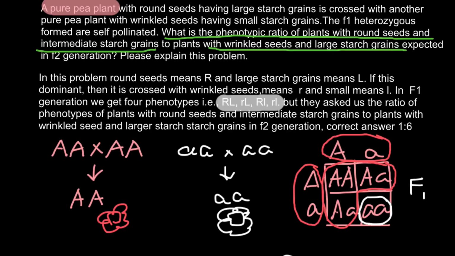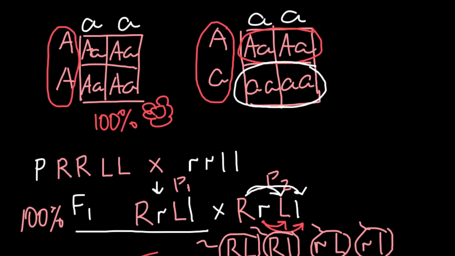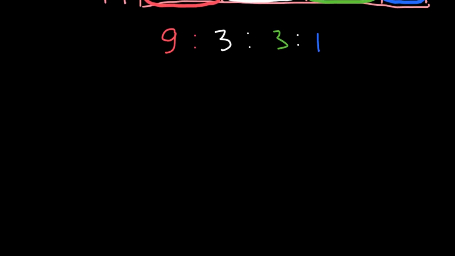First of all, in simple Mendelian genetics, we don't have intermediate phenotypes. As you see, if we cross, for example, two parents, these heterozygous plants would look like a dominant plant. But because we have the words intermediate starch grains here, I want to underline this intermediate. That means that this is not simple Mendelian genetics, and this trait is under the control of different rules. So I will explain here.